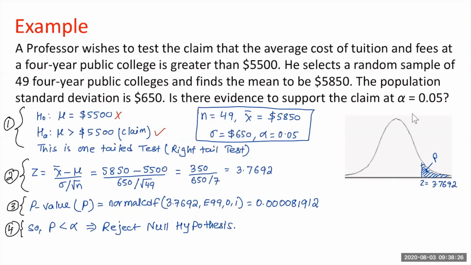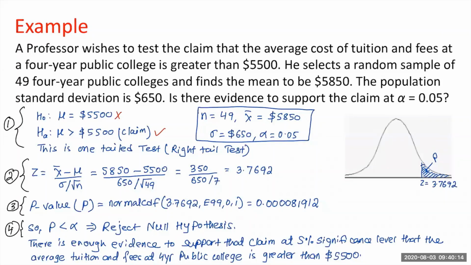That is, at 5% significance level, there is enough evidence to support the claim that the average tuition and fee at four-year public college is greater than 5,500. So that should be the conclusion in the fifth step. So let's write that conclusion. In the fifth step, we have the conclusion: there is enough evidence to support the claim at 5% significance level that the average tuition and fee at four-year public college is greater than 5,500. That is our fifth and last step, where we have the conclusion about the claim.